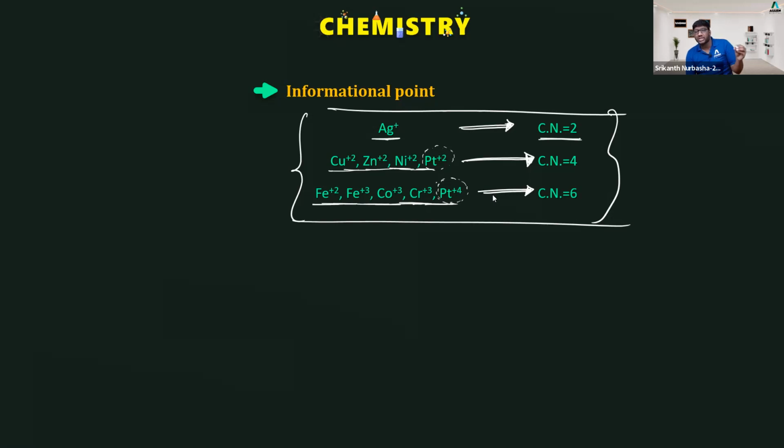So the charge of the central metal ion matters, because it depends on size. If you remember the concepts of solid state, the radius ratios ultimately determine the coordination numbers. Based on the radius ratio values, we decide the type of crystal lattice structure, and we can say whether the coordination number is 2, 4, 6 or 8.